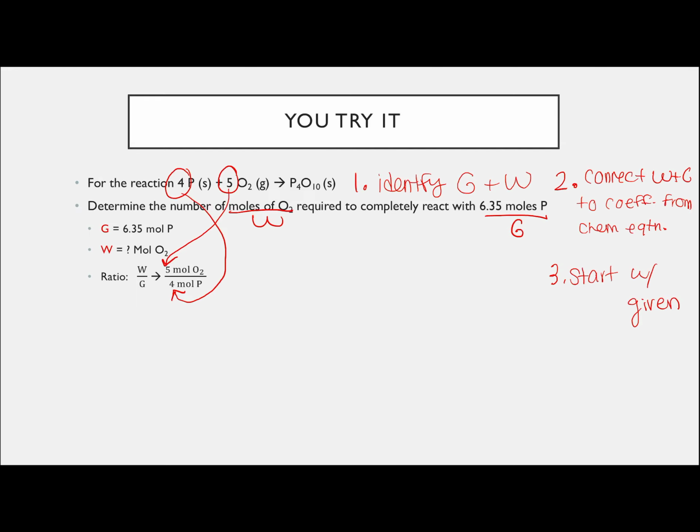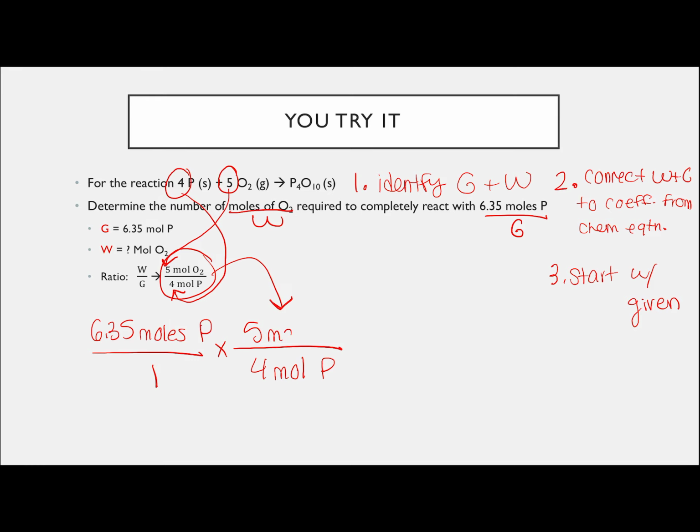Oh, sorry. We are going to start with 6.35 moles of phosphorus over 1. Always start with the one thing by itself. Set up our fraction. We're going to now take this and plug it in, making sure that our units will cancel. Moles of phosphorus on the bottom, 5 moles oxygen on the top. Moles of phosphorus cancel out, and you're left with oxygen.